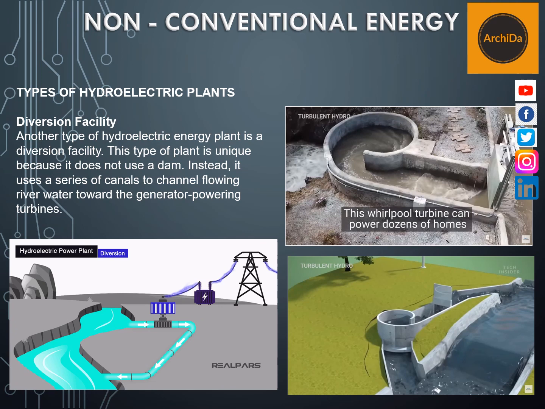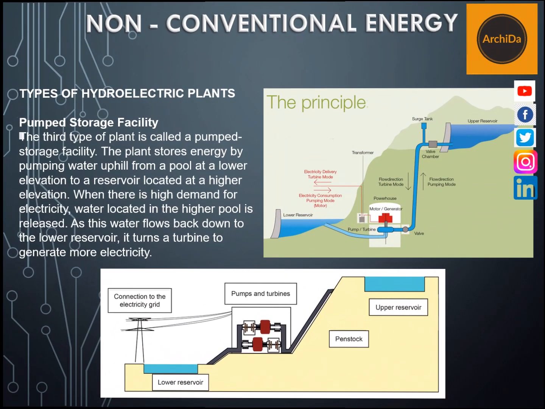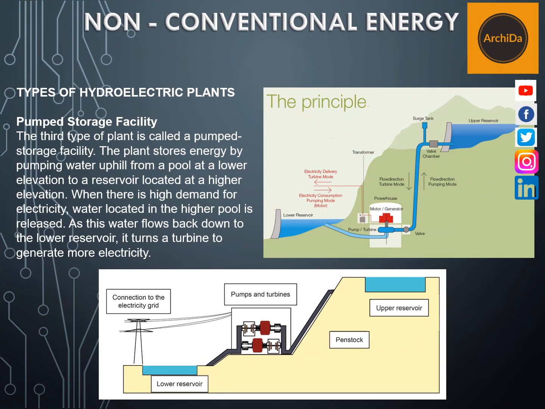The second variation of a hydroelectric plant is called a diversion facility, wherein you will divert the flow of water into your turbine. Then that flow of water goes back to the river system or to the lake system. The last variation is the pump storage facility, wherein you will have to pump water up to your upper reservoir to make it run down to a generating or turbine plant.